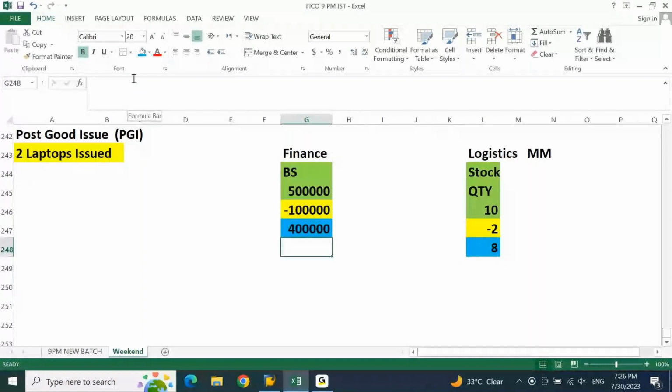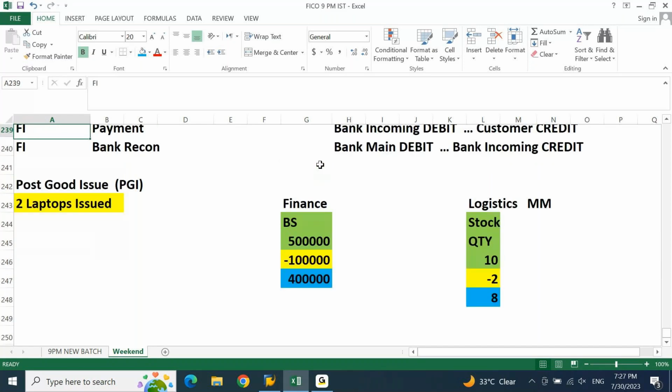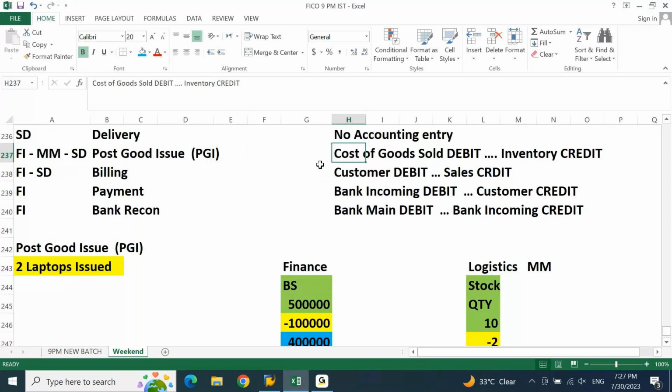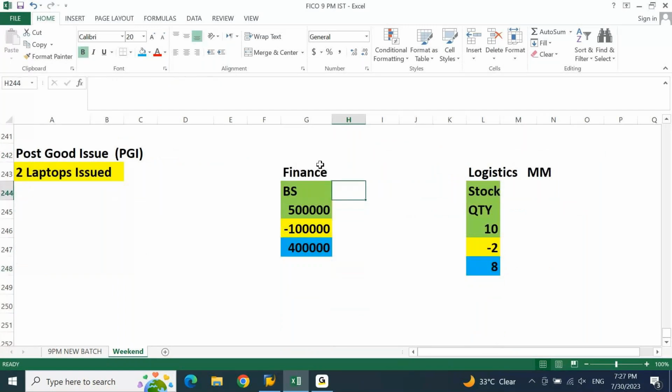When you do PGI, this is what is going to happen in the backend. Your PGI is going to reduce the stock from the material master, in short, the logistics module. It is also going to reduce the value from your balance sheet current asset, which is your inventory. So that is why we've mentioned that for PGI, there is an accounting impact. You have the accounting entry: cost of goods sold debit, inventory credit. This is what your inventory is doing. Your inventory is updating quantity on the MM side and value on the FI side.